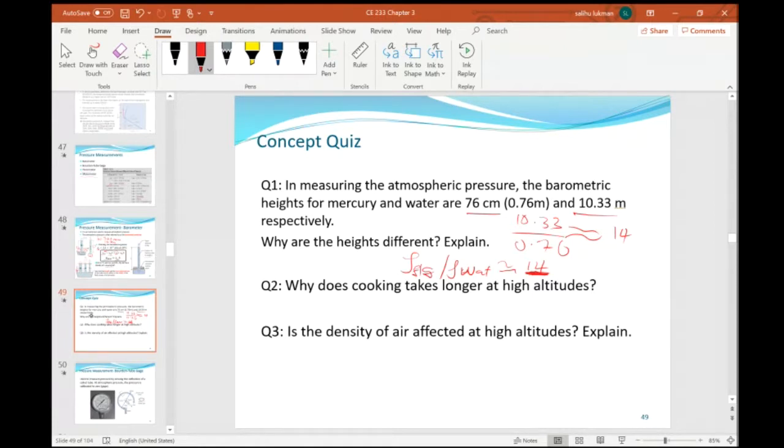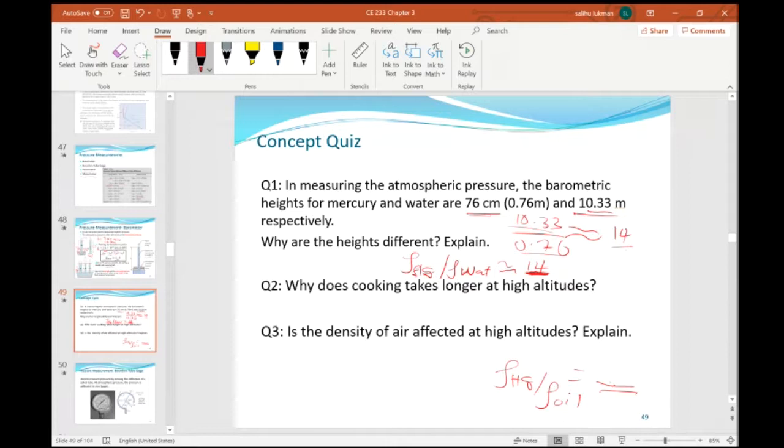If you have another liquid, let's say mercury, and let's say oil, I don't know the density. When you divide whatever you get here, you just multiply the factor value you get with the height of mercury, and that will give you exactly the height to which it will be raised. Like, you just multiply 14 by 0.76, and water will be raised to 10.33, which is about 14 times 0.76.